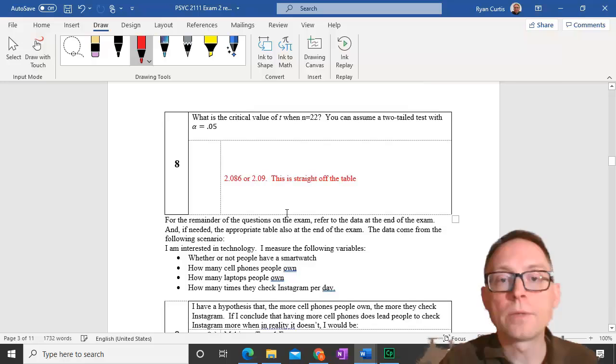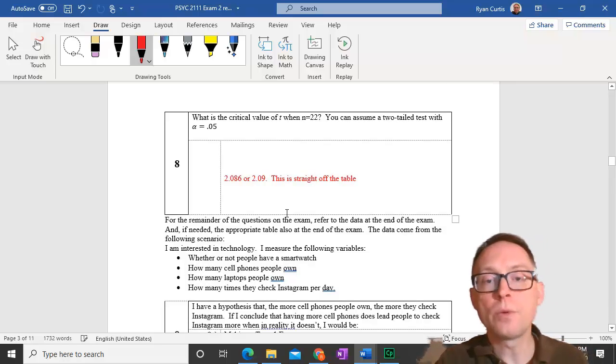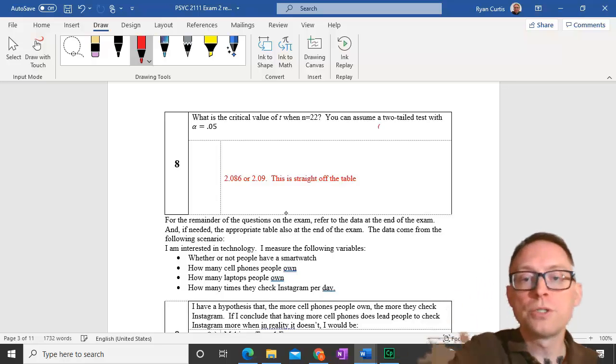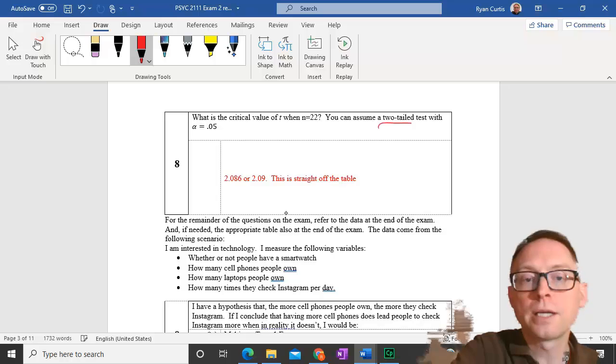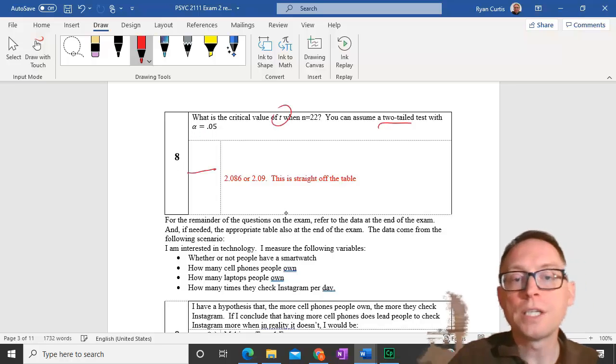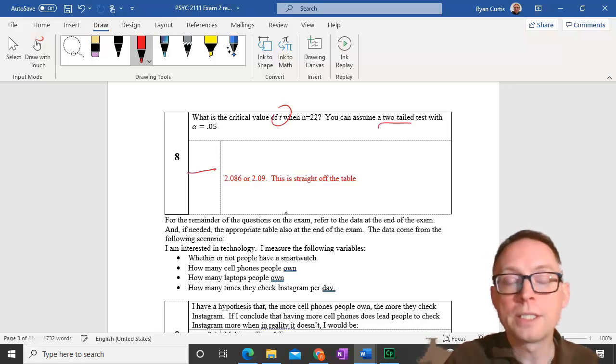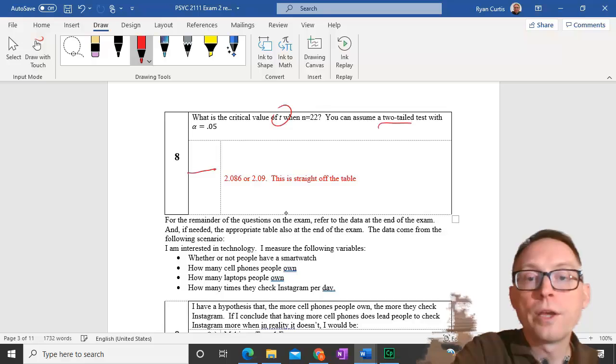Question 8. What's the critical value of t when n equals 22? You can assume a two-tailed test with alpha equals 0.05. All right, so we're looking at a two-tailed test. That's what it says. Two-tailed test, alpha equals 0.05. We need to find the critical value of t. The way we find the critical value of t is by looking at the t table. Now, the thing we need to know is degrees of freedom.